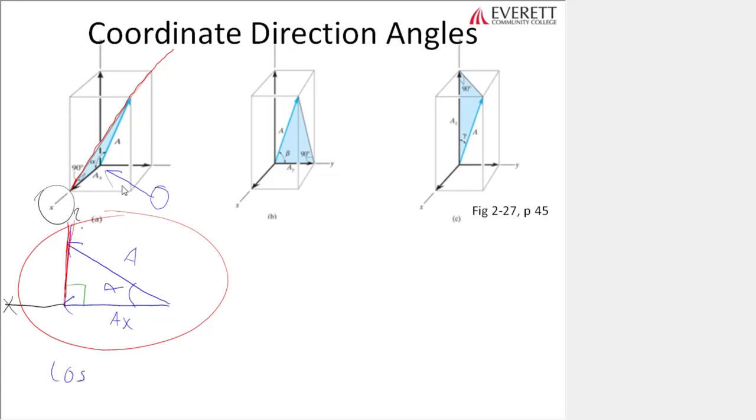Cosine of alpha is equal to Ax over A. Always. That equation holds always. It doesn't matter what problem you're working on. It doesn't matter what situation you're in. If we know the x component of that vector and we know its magnitude, we can find alpha. If we know alpha and we know its magnitude, we can find Ax, and so forth. Always. So let's do beta.